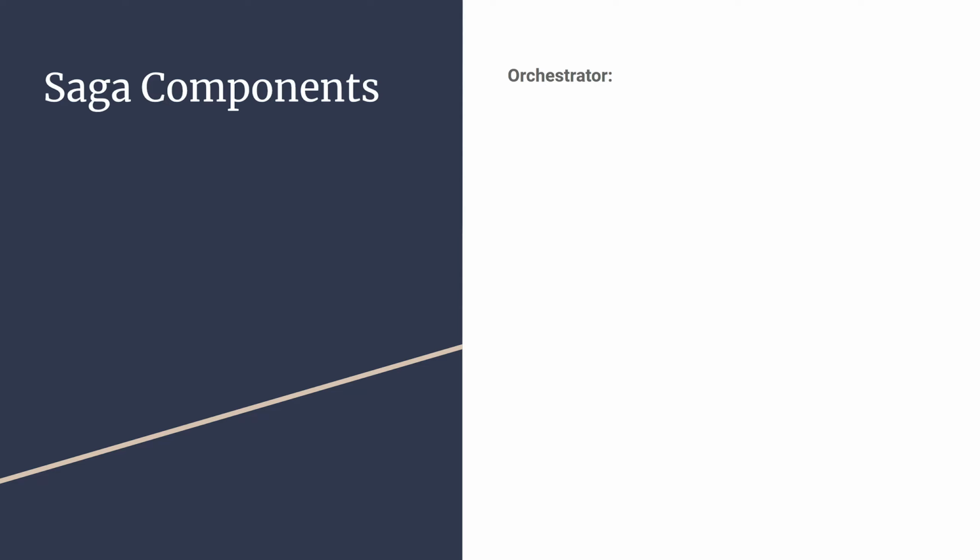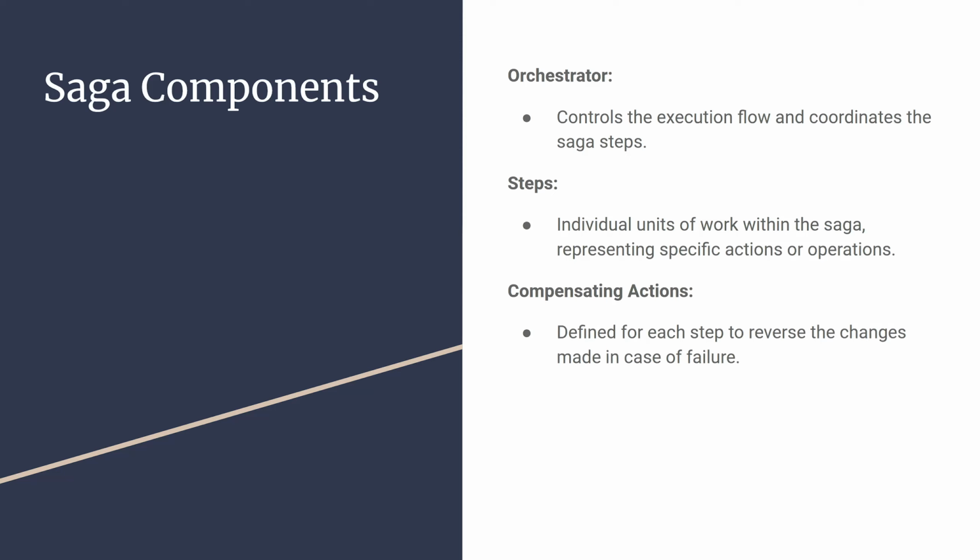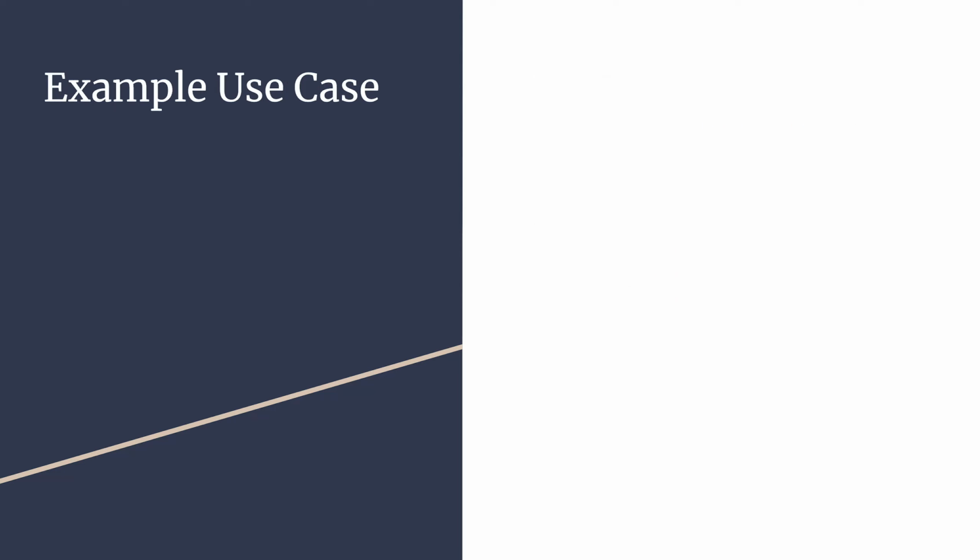First, we have the orchestrator, which controls the execution flow and coordinates the Saga steps. Then we have the steps, which are individual units of work within the Saga, representing specific actions or operations. Then we have our compensating actions. These define for each step how to reverse the changes made in case of failure.